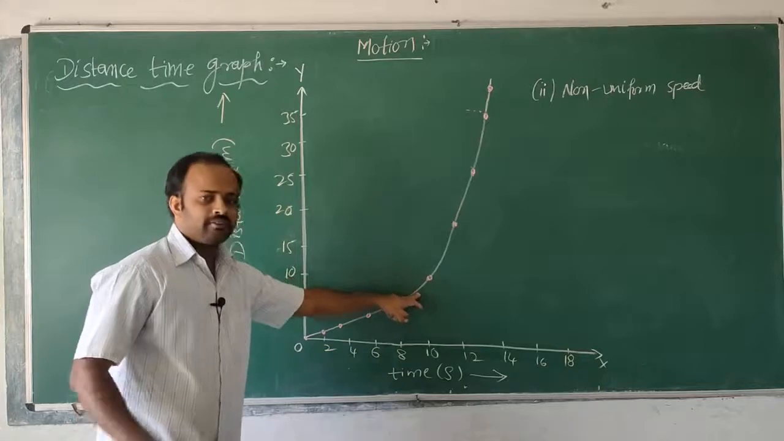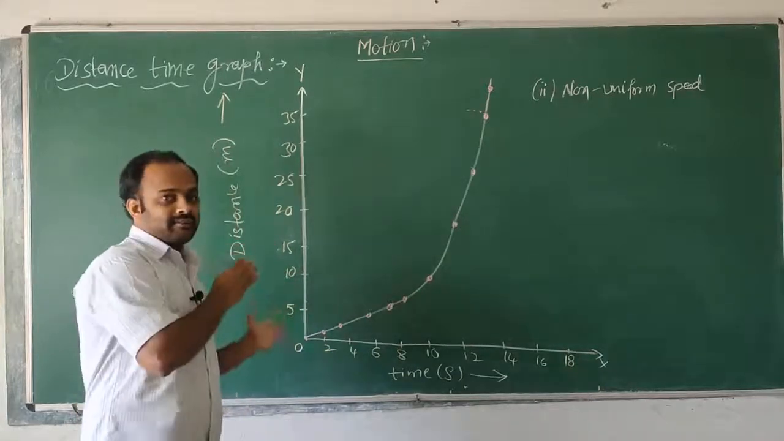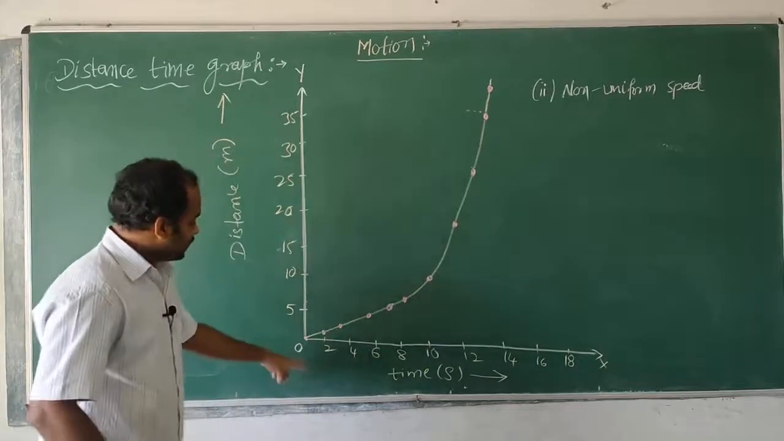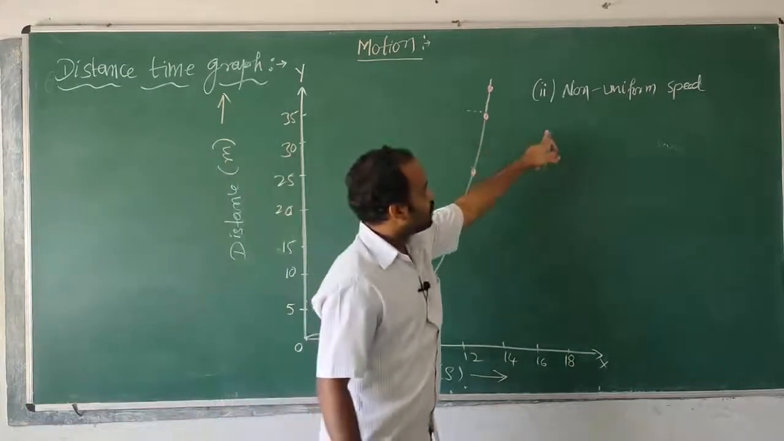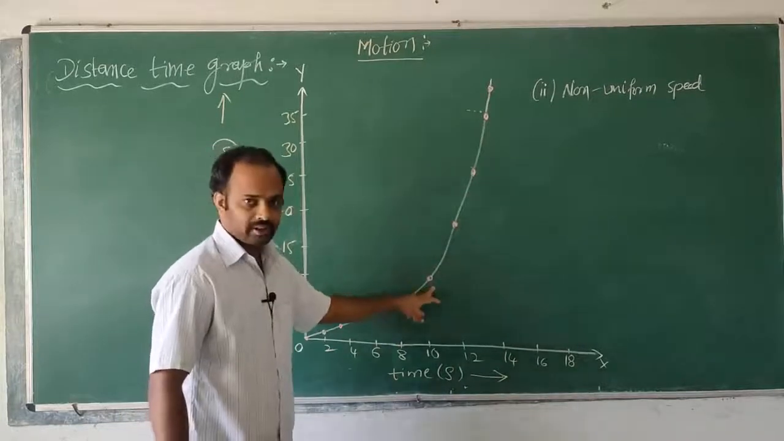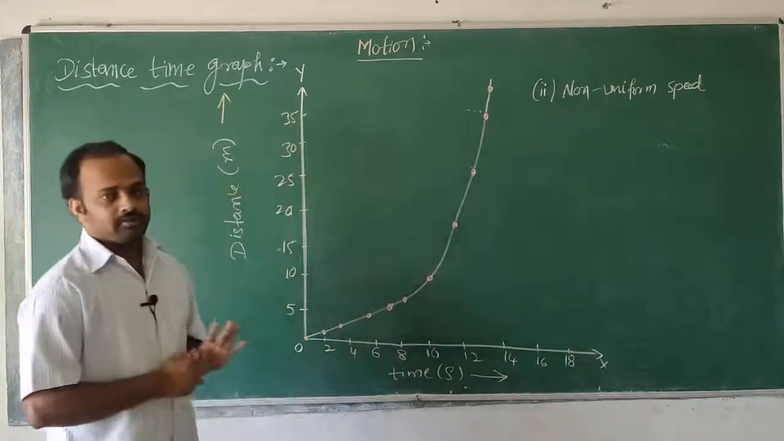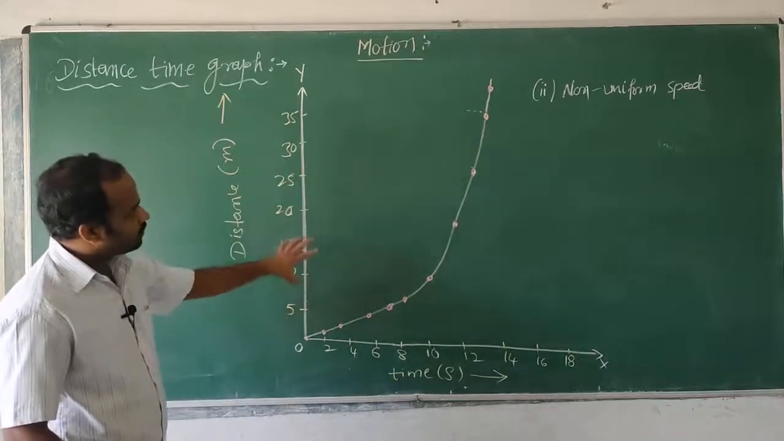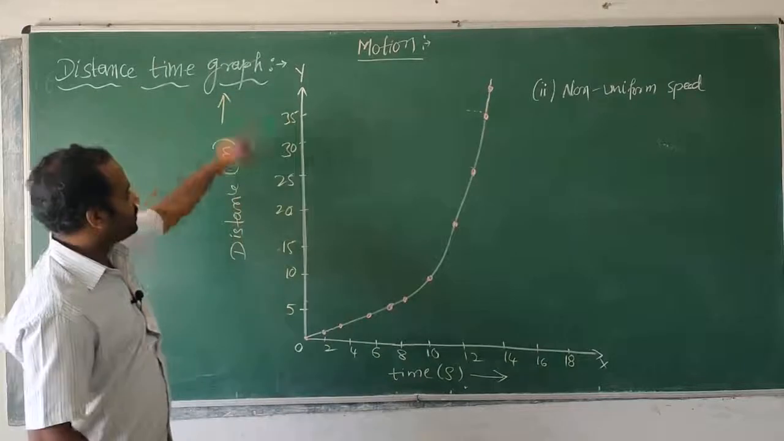The line of this graph is different from the earlier one. What was the earlier one? It was a straight line. This one is not a straight line. This type of motion is called non-uniform speed. We can also represent non-uniform speed in a distance-time graph.